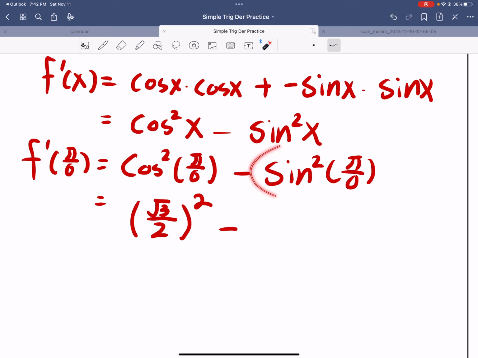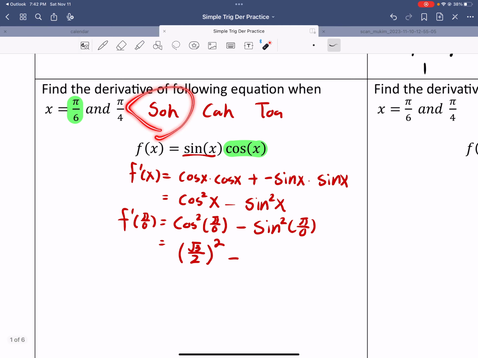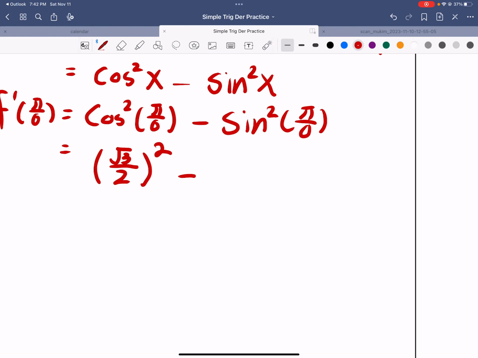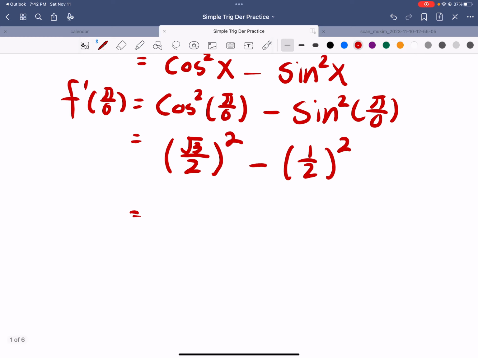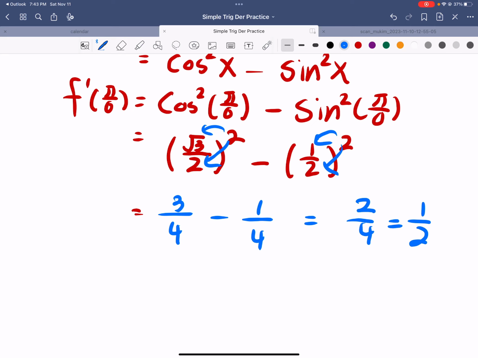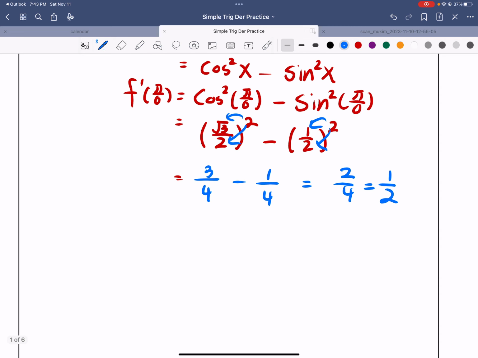Minus sine is opposite over hypotenuse, okay? So it's going to be what? Based on this angle, opposite over hypotenuse is 1/2. So it's going to be 1/2 squared. All right? So let's apply the squared part. The square root of 3 squared is going to be 3 over 4, minus 1 over 4. So as you can see, that's going to be 2 over 4, which will become 1/2. That's it.